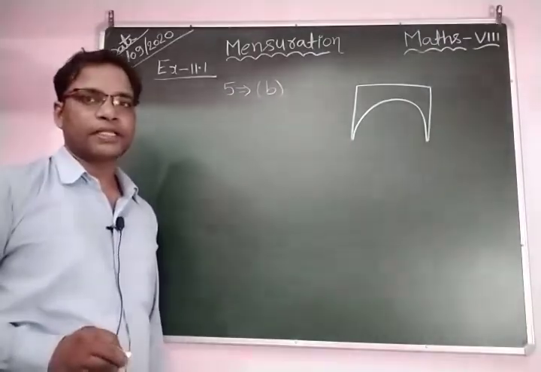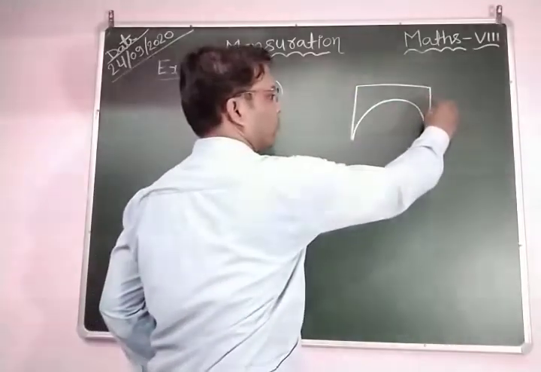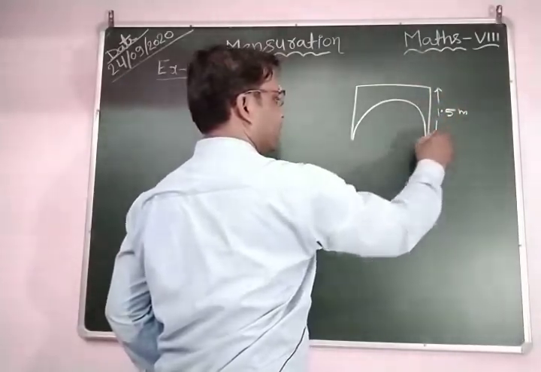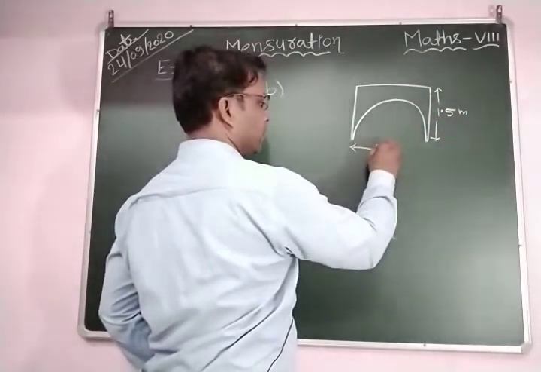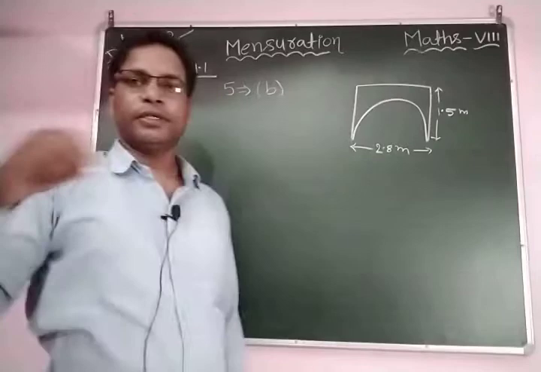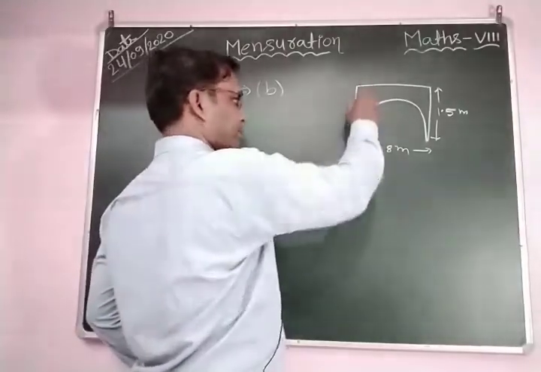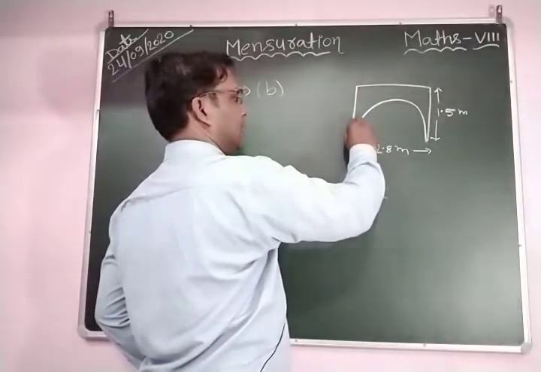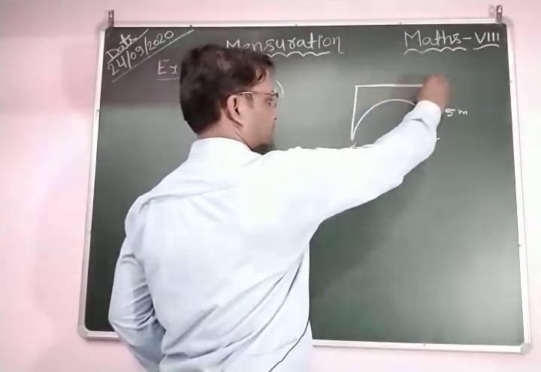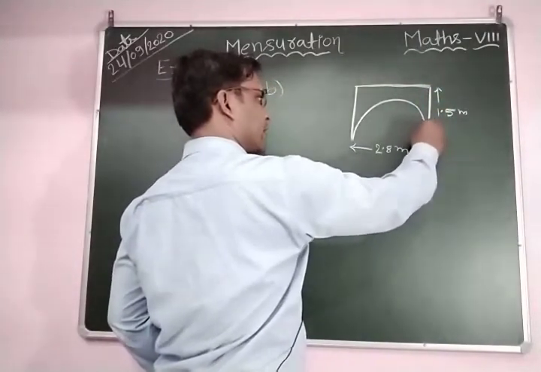And this is the next part of question number 5. This is given, this is 1.5 meter, and this is 2.8 meter. Okay, so we need to find the distance traveled by the ant. So here you can see, first distance from the start till this point is 1.5 meter. After this is 2.8 meter. After this is 1.5 meter, and this is a semicircumference.